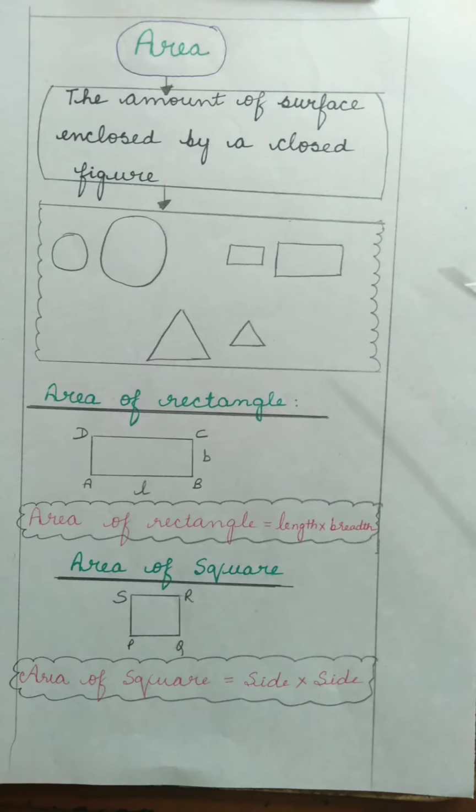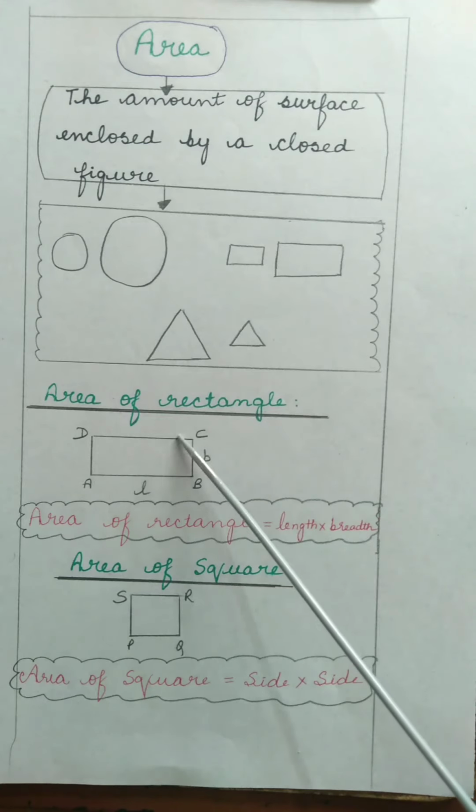So children, to calculate the area of a rectangle and square, we have formulas. You can observe here, this is a rectangle. AB represents the length, which is the greater measurement, and BC represents the breadth, which is smaller in measurement when compared to length. Now if you observe this rectangle ABCD, it is occupying a certain surface on this plain paper. Therefore, to calculate the area of a rectangle, we have the formula: length into breadth.